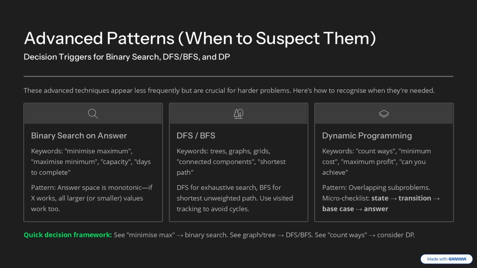Here is a quick decision guide for advanced patterns. Binary search on answer appears when feasibility is monotonic. Trees, graphs, and grids often require DFS or BFS. DP appears with overlapping subproblems and repeated states. You do not need to guess randomly. Look for triggers in the prompt.